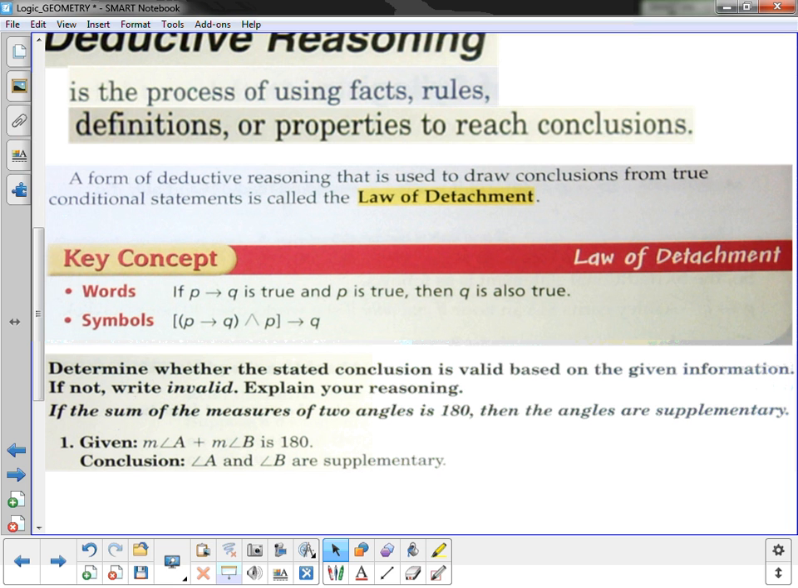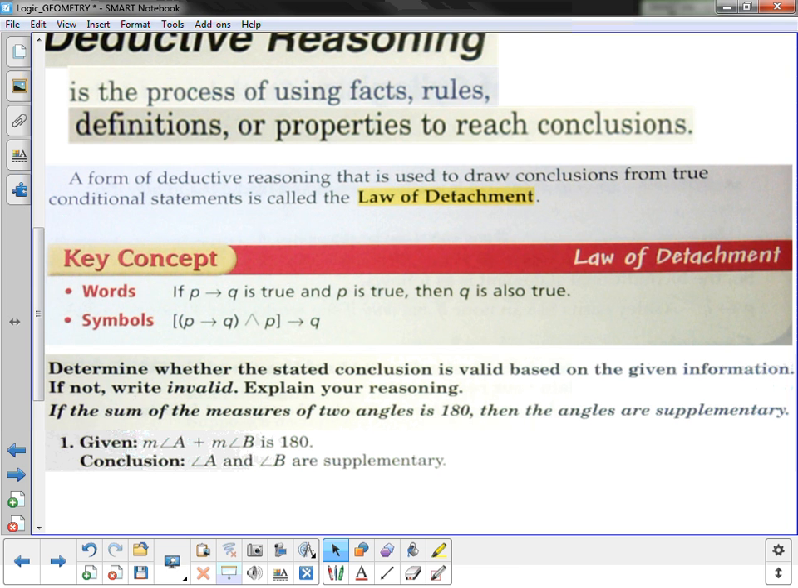So here's an example, and you're going to have problems like this on your assignment. We need to determine whether or not this statement is valid based on the given information. If not, we're going to write invalid. And then we have to explain our reasoning. Well, our reasoning is going to have to be the law of detachment. Basically is what it comes down to.